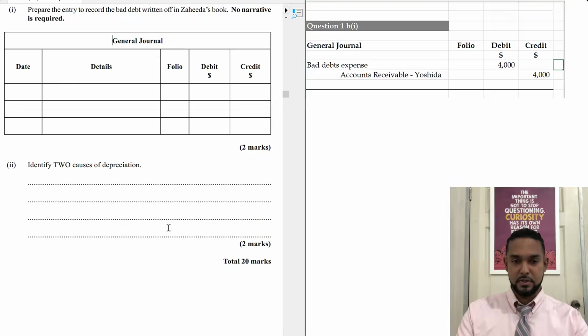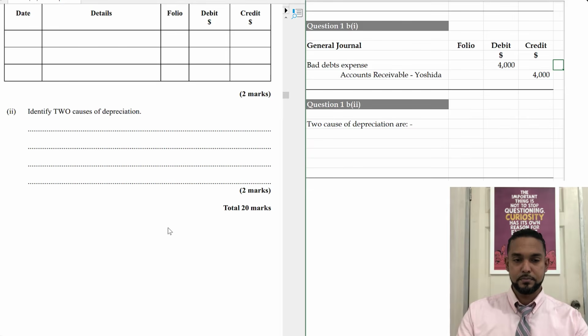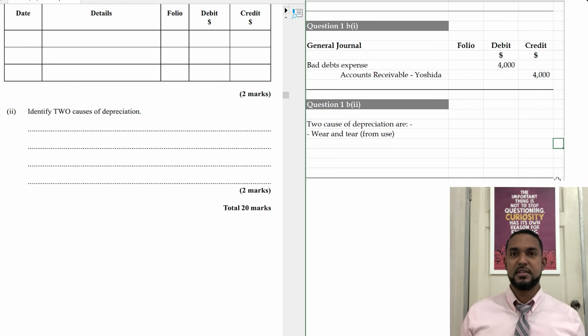And the last question on this side says, identify 2 causes of depreciation. Okay, so I gave you guys more than 2. So the first one is wear and tear or use. The more you use an asset, the more it wears down. The more you wear your shoes, the more scraped the soles of the shoes become. The more you use your phone, you drop it and whatnot, it gets damaged, all right? So wear and tear.